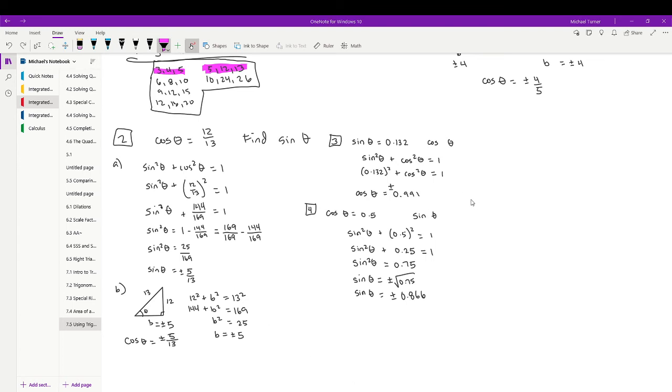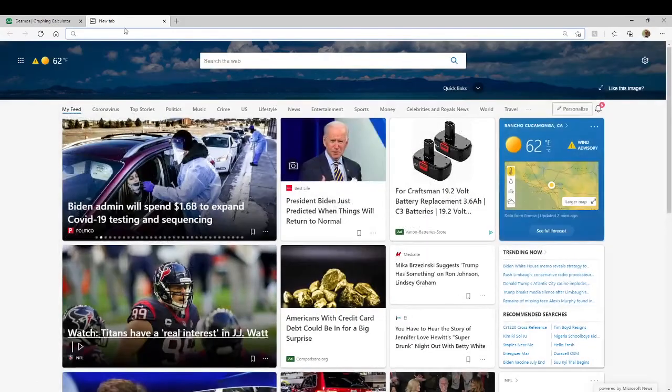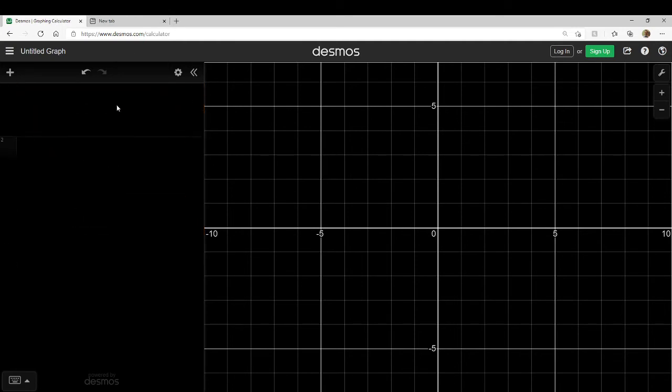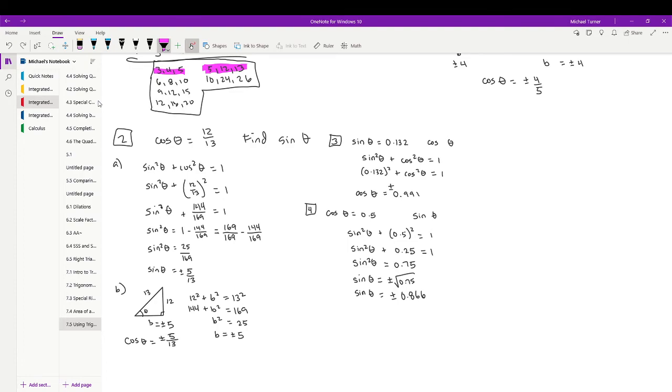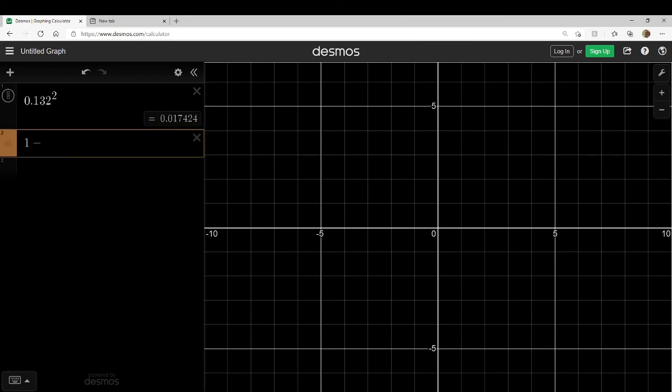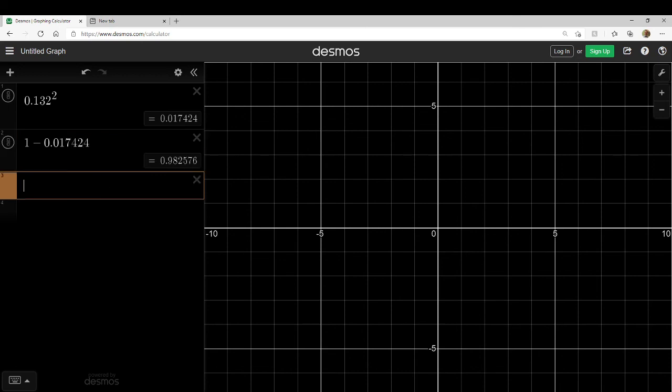Now, of course, I didn't do all this in my head. You would be wanting to use a calculator, preferably Desmos, but it doesn't have to be. Okay? So, we had 0.132 squared. So I plug that in. I do 1 minus that value. And then take the square root.